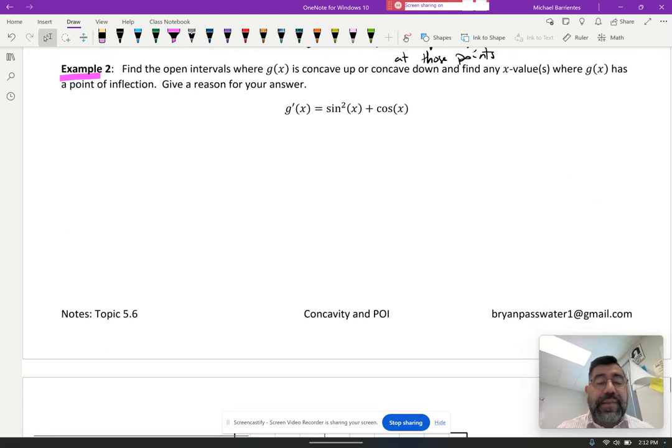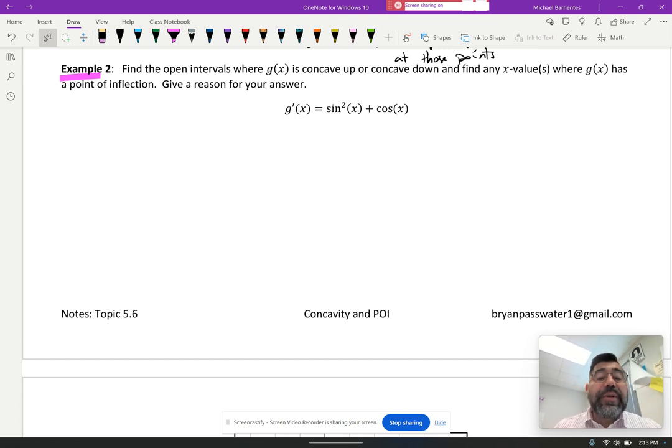Welcome to video 3. This is the second example of finding concavity, whether a function is concave up or down, and any points of inflection. With example 2, we're given a trigonometric function. However, be very careful. Let's read what they're asking for and what we're given.